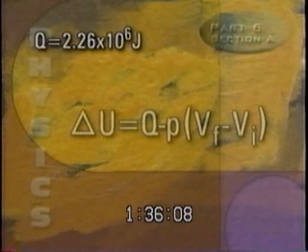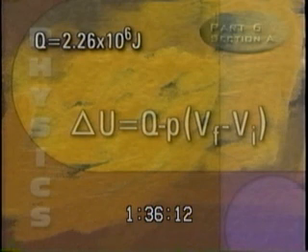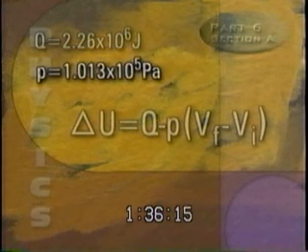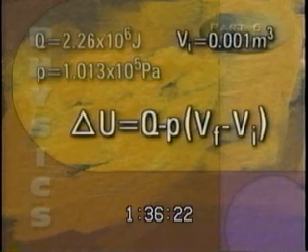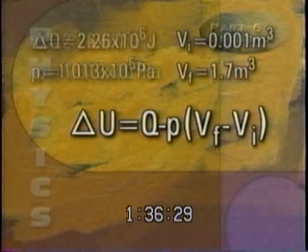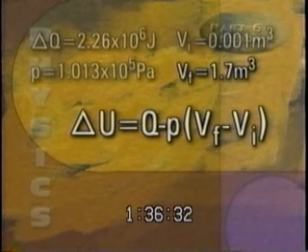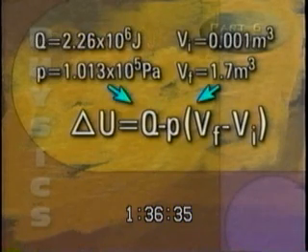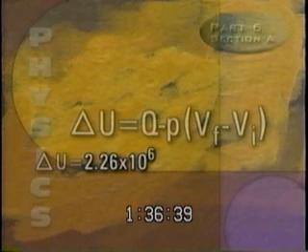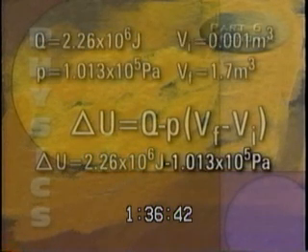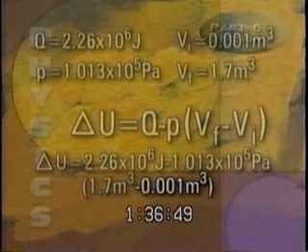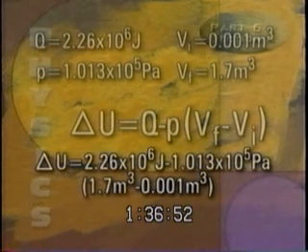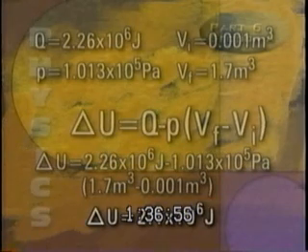Q, the amount of heat added to the water, is 2.26 times 10 to the 6th joules. P, the pressure the water is subjected to, is 1.013 times 10 to the 5th pascals. V sub I, the initial volume of the water in its liquid state, is 0.001 meters cubed. And V sub F, the final volume of the water in its gaseous state, is 1.7 meters cubed. Filling in our numbers, we get that delta U equals 2.26 times 10 to the 6th joules minus 1.013 times 10 to the 5th pascals times 1.7 meters cubed minus 0.001 meters cubed. Working all this out, we get 2.1 times 10 to the 6th joules.